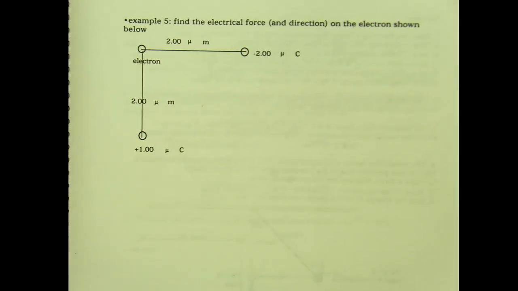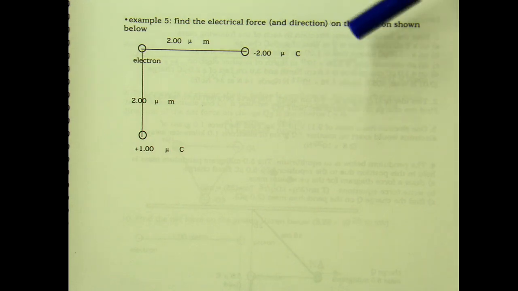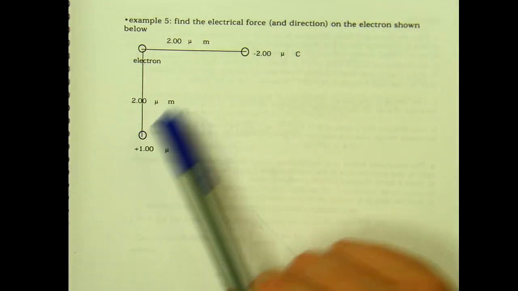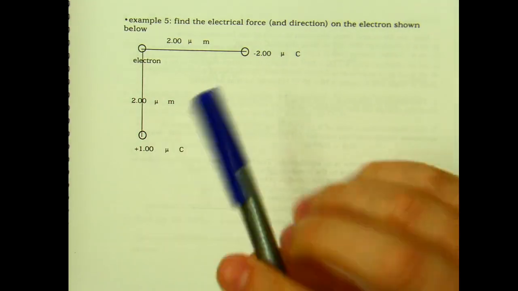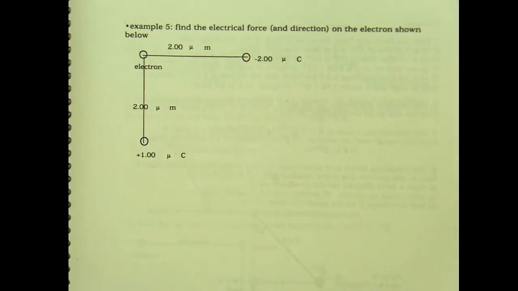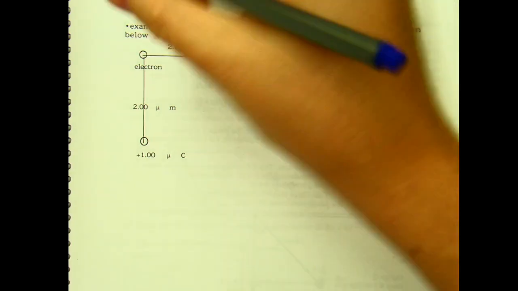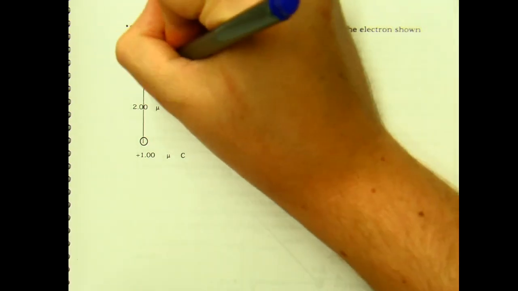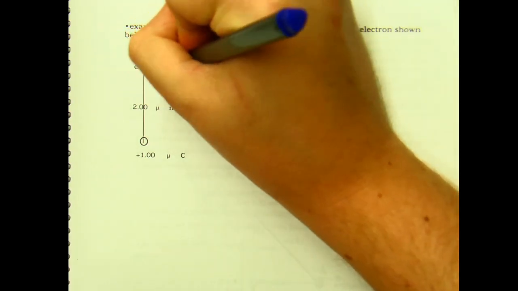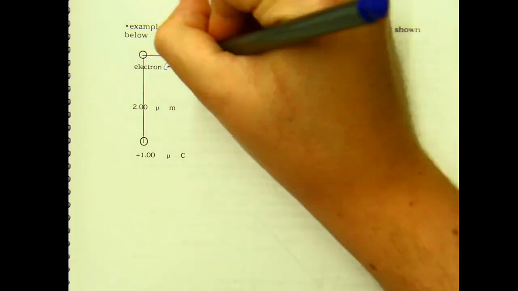I'm going to skip ahead to page 359 to example 5 here. This will be the last one for this particular lesson. We want to find the electric force and direction on this electron from these two charged objects. So we can see here, if this is an electron, it has a charge of negative 1.6 times 10 to the negative 19.